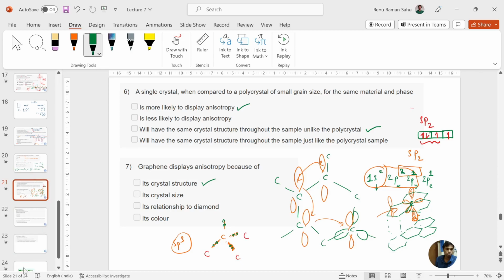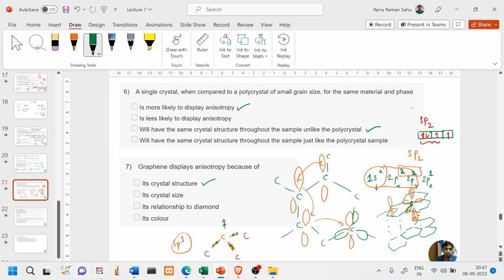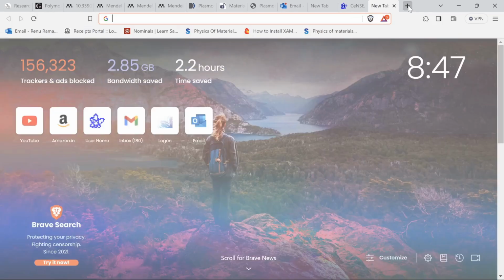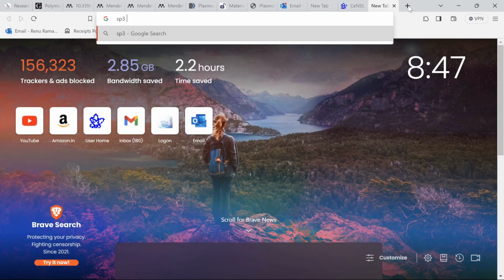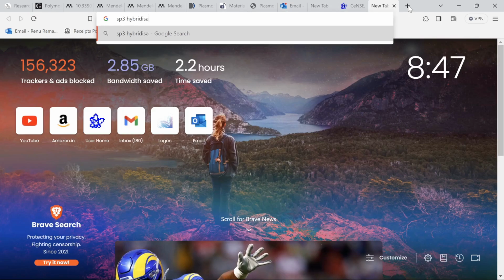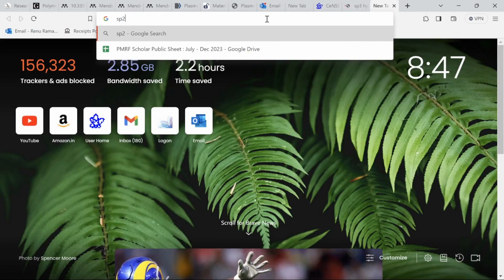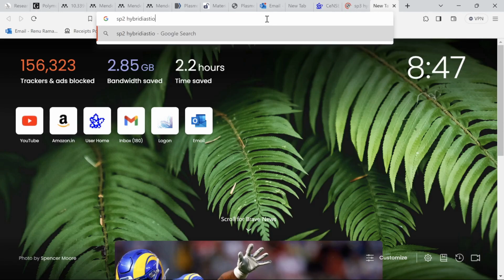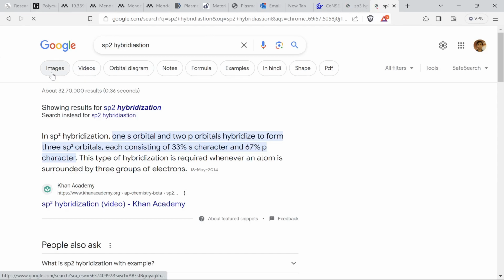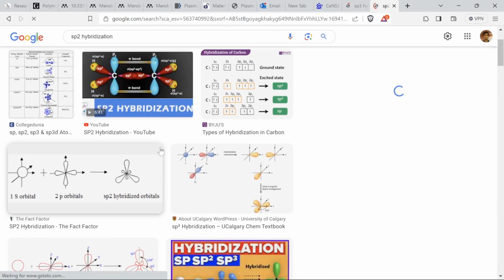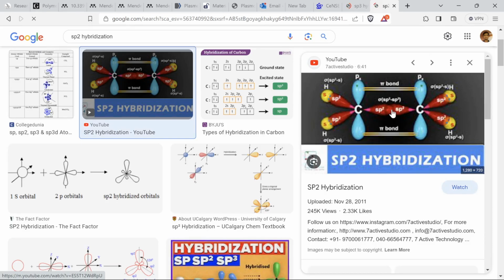Just to show you, sp3. So you see this, right? How it is happening? This is sp2, right? See these red orbitals. These are in a single plane. We can just watch the video.